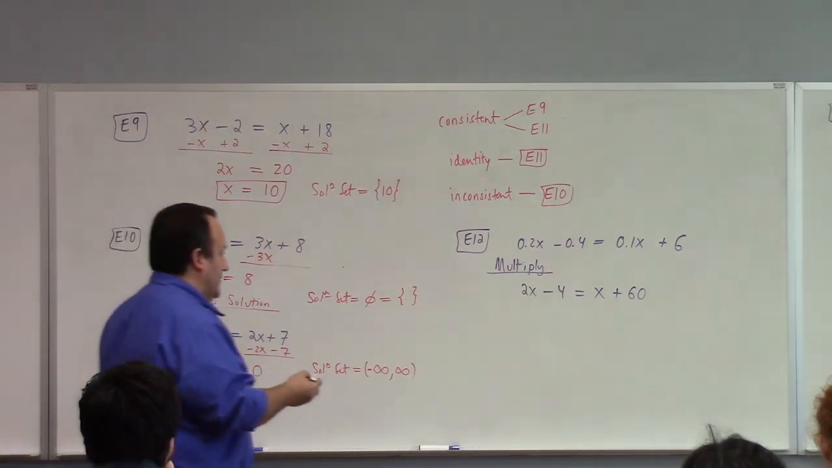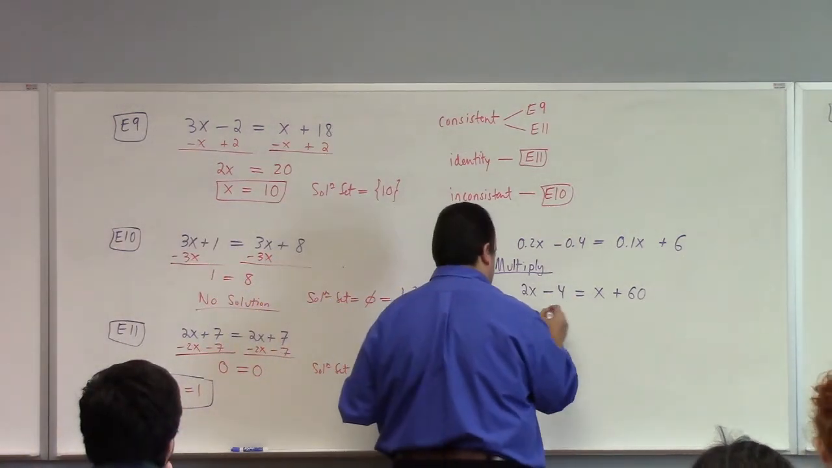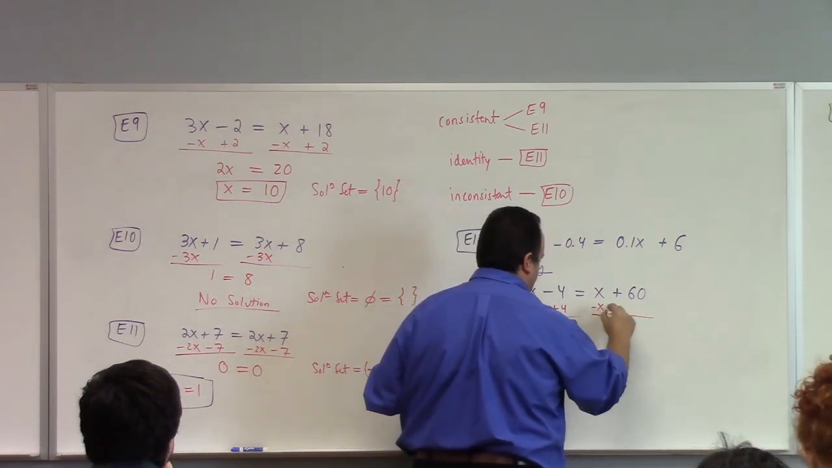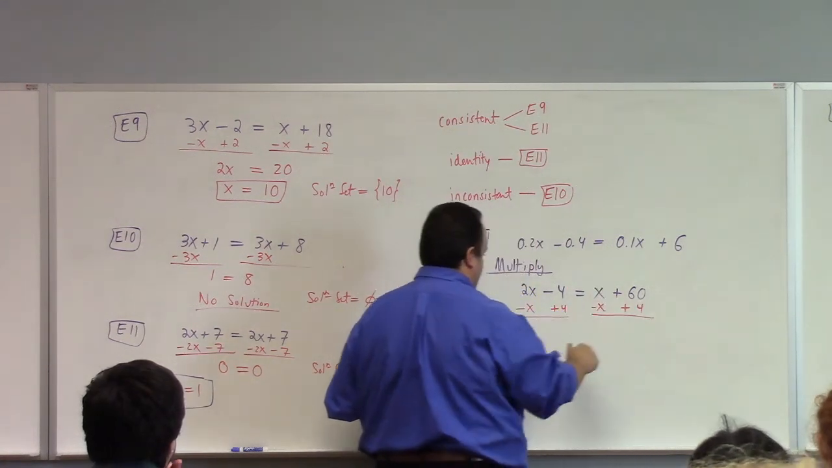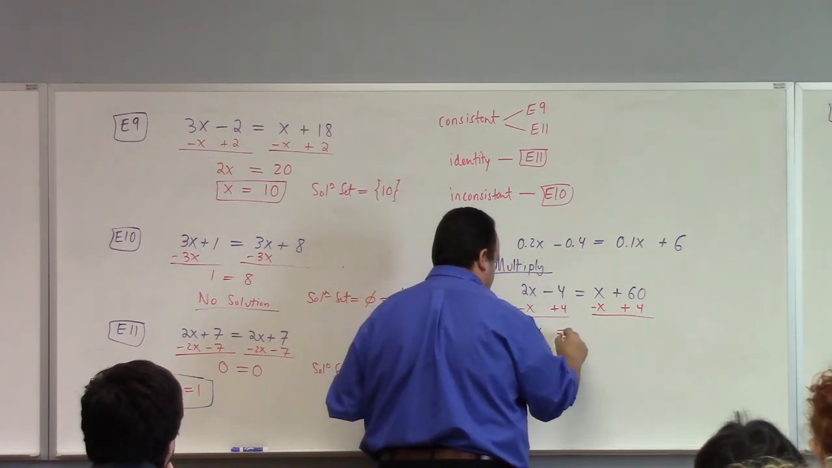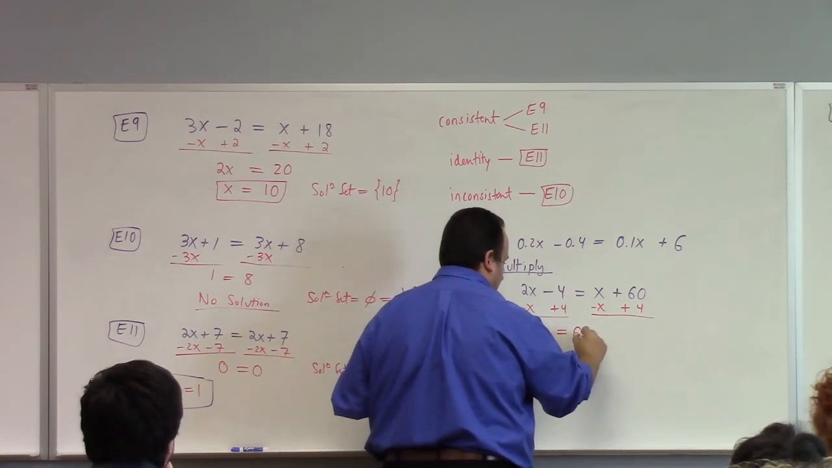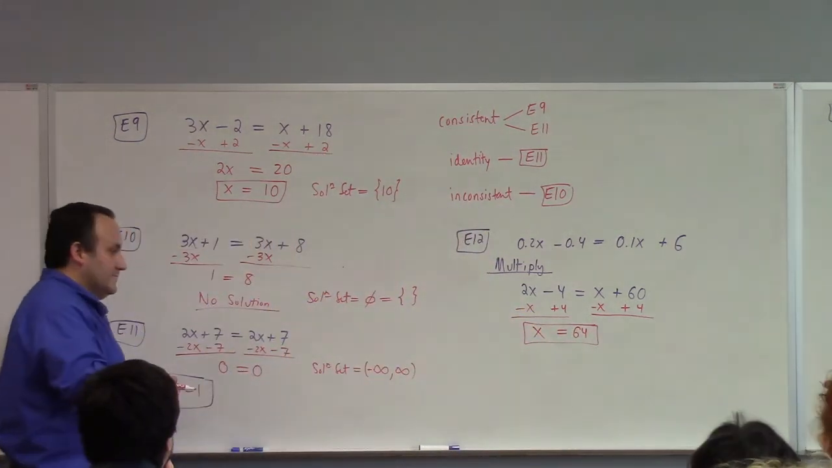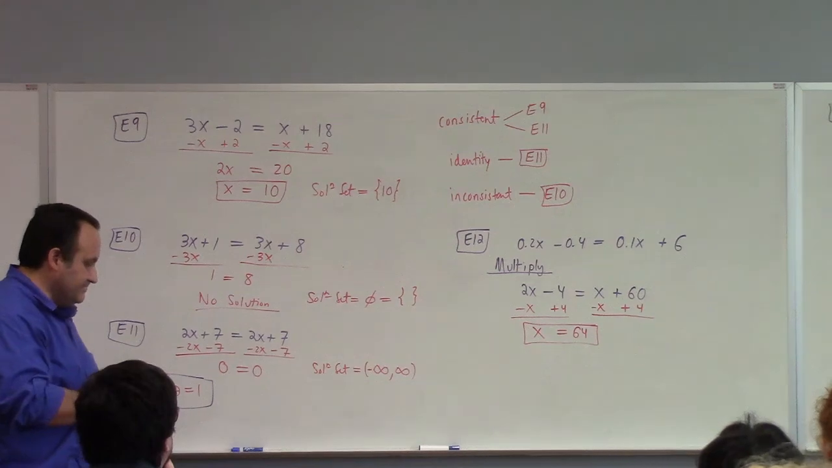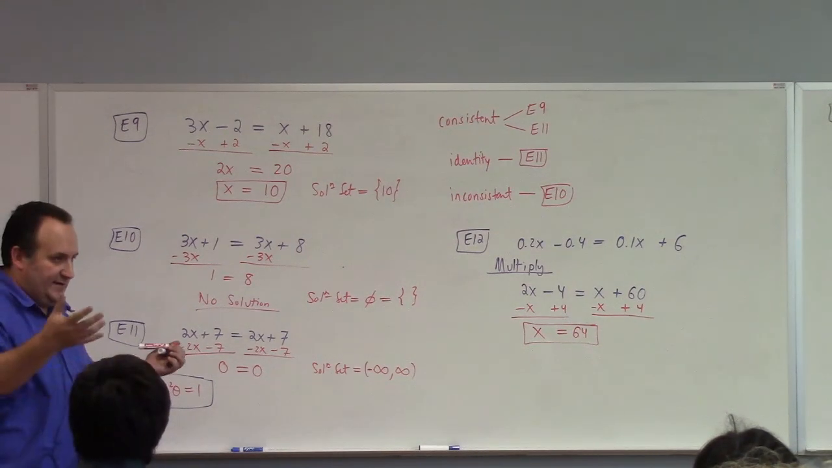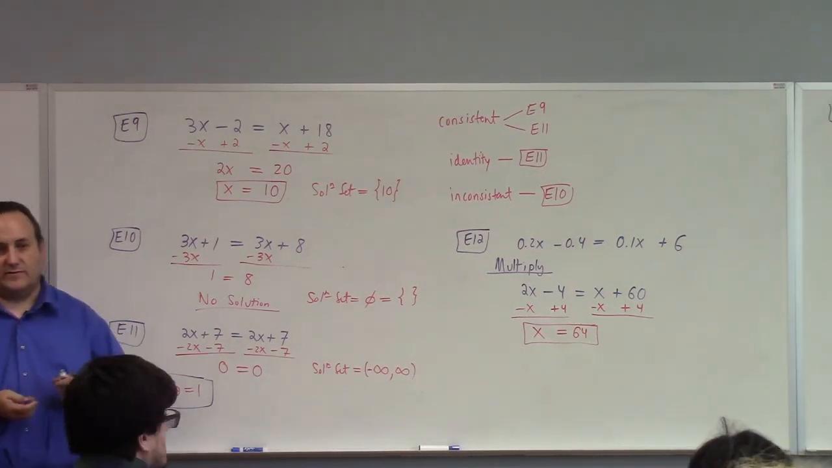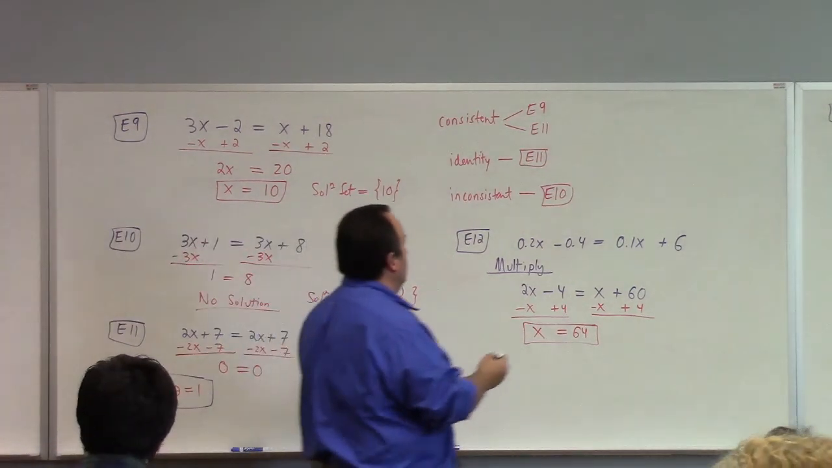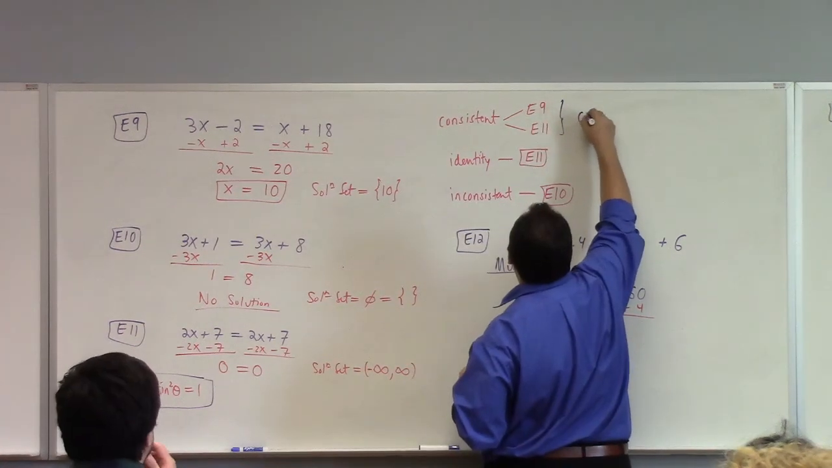So solve this. I could subtract x from both sides, add 4. The x's, they be canceling over here. We get x equals 64. Huh, well, that's funny. What's the solution set? The set containing 64. Is this consistent or inconsistent? Consistent. I should also mention that these two were conditional.